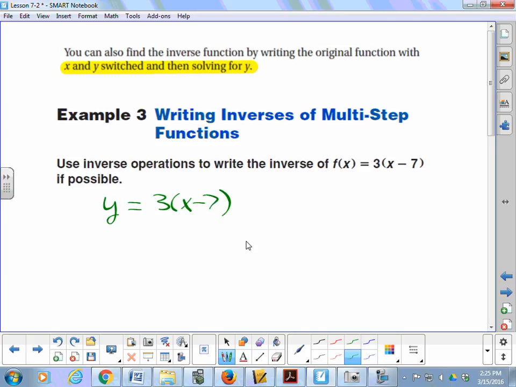Okay? Now I'm going to change it just for a second to help you out. I'm going to make this 6 equals 3 times x minus 7. Okay? And so I want you to think about what you would do to solve for x there. What's the first thing that we would do? Barrett, what would you do first? Divide by 3. Okay? So we'll divide by 3.